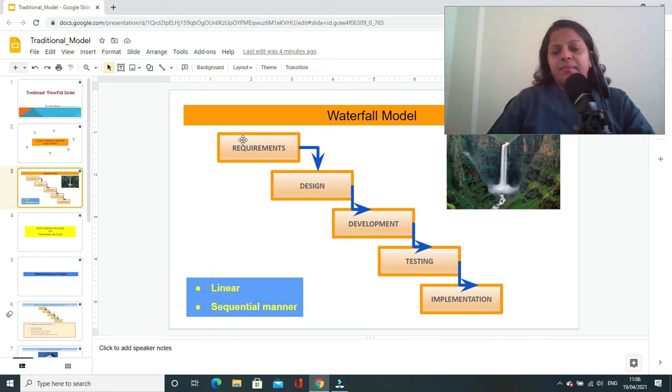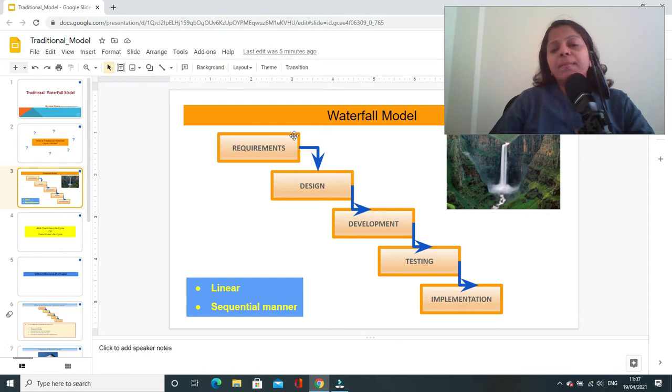and all the phases of this life cycle are running in a linear sequential manner, which means initially you are going to gather all the requirements from your customer for a product. You are going to document those requirements, you will be analyzing those requirements, and you will be getting sign off from the customer on those requirements, and you will freeze the requirements.